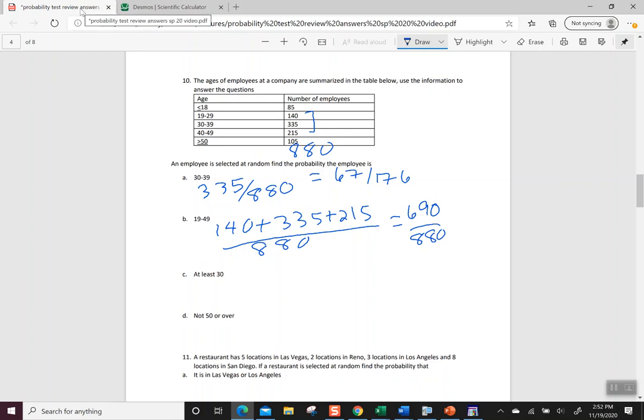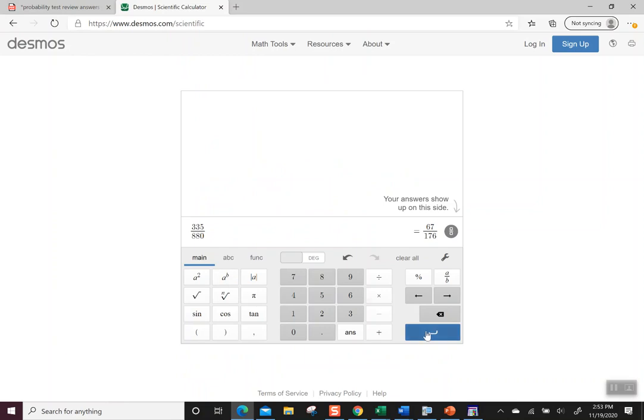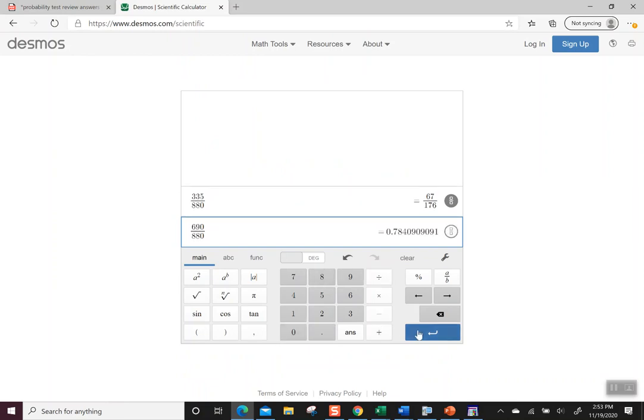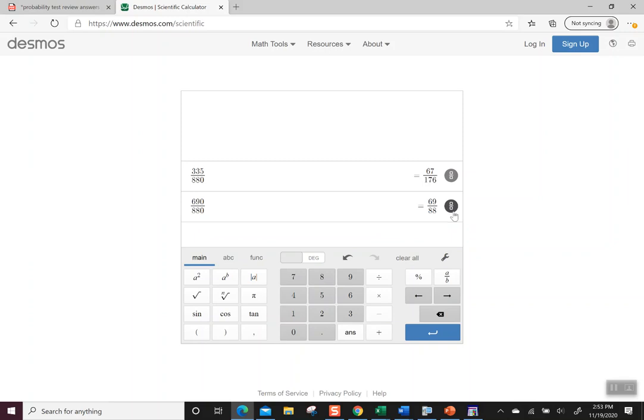Okay, so same thing. I could just switch over. This one actually comes up pretty nice, but I'll just show you. So let's push enter and say this was 690 over 880. Not a lot really happens there. When I hit the fraction, it says 69 over 88. So let's write that.